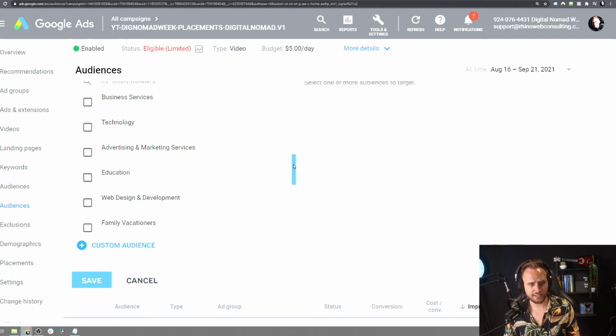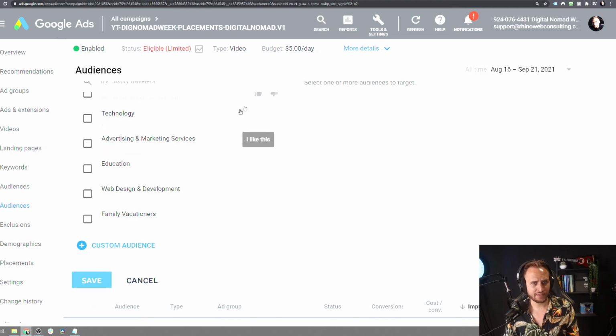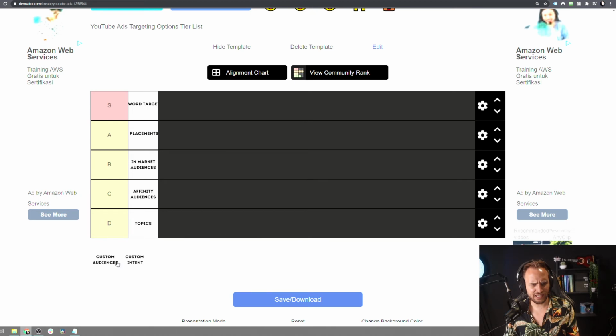Overall, it's worked for us. In market is something you should definitely test, but it's not something we rely on long term. And it's the same for custom intent audiences. Now, it's custom intent audiences. I'm basically putting these in the C category as well. Custom intent audiences, infinity audiences, I believe, are on the same level.